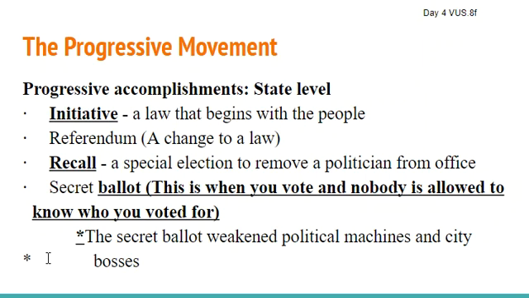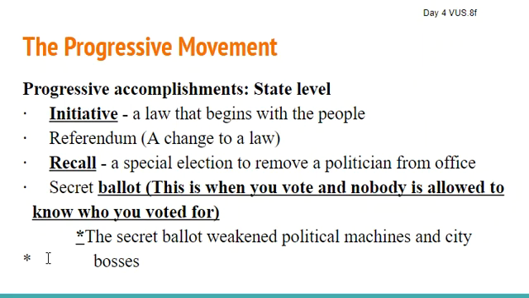And the last few things, there's something called an initiative, and that's a law that begins with the people. It used to be only senators and representatives would make laws, or they had to propose laws, but now people, I mean, if you want to make a law, you can get signatures and you can have it sent to Congress to vote on it. There's a referendum, which is a change to a law, so you can change laws now. And there's something called a recall, which is important. This is a special election to remove a politician from office. So let's say the governor of Virginia isn't doing a good job and nobody likes him. You can actually get enough signatures and you can have an election. And if people vote to get rid of them, you can get rid of them.